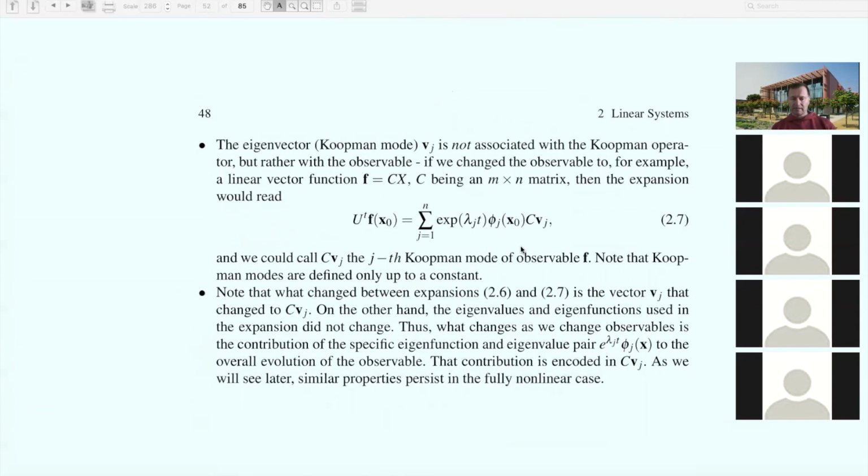So that's where we're going to stop for today and continue next time with a study of linear systems with more general matrices A that don't necessarily have distinct eigenvalues, but might have repeated eigenvalues.